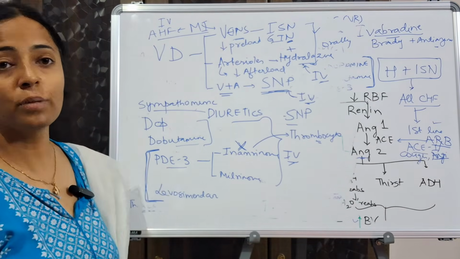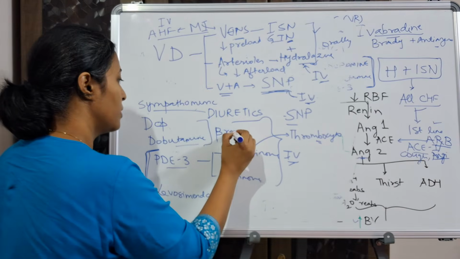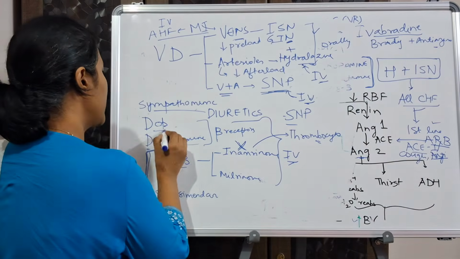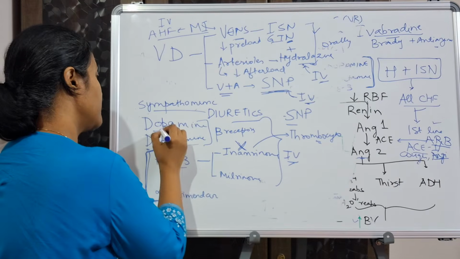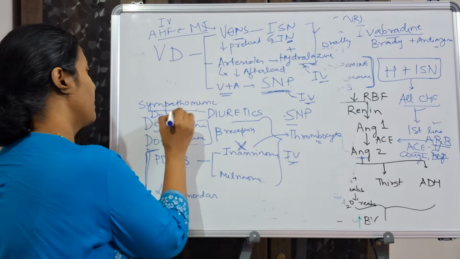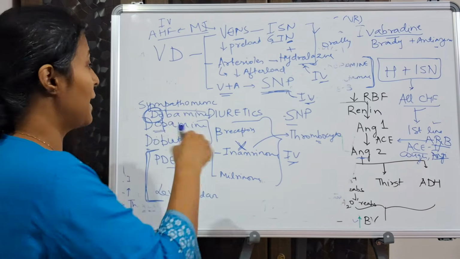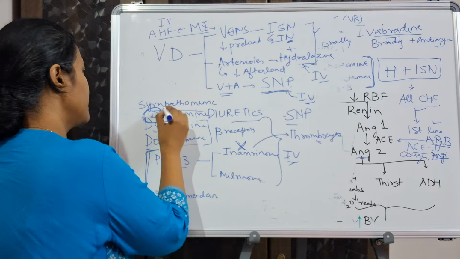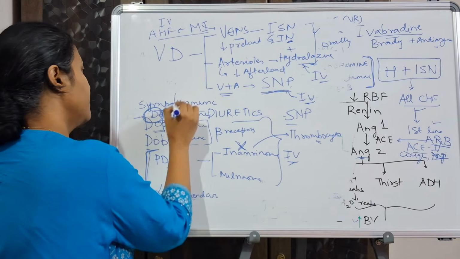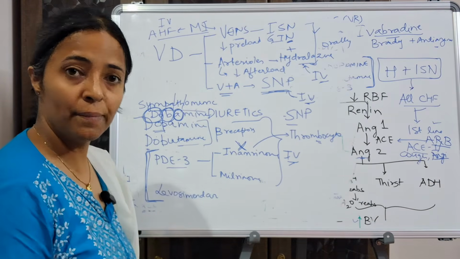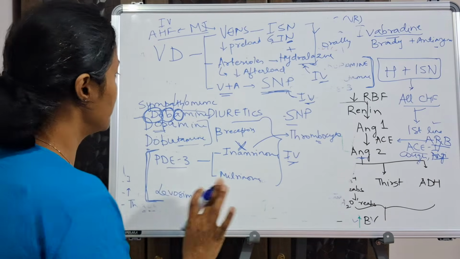Dopamine and dobutamine are sympathomimetics. They stimulate the beta receptors. Actually, dopamine acts based on its dose. You can remember it as dopamine: at low dose it stimulates the dopamine receptors, at intermediate dose it stimulates the beta receptors, and at higher dose it stimulates the alpha receptors. So DBA: first dopamine receptor, then beta receptor, and then alpha receptors.